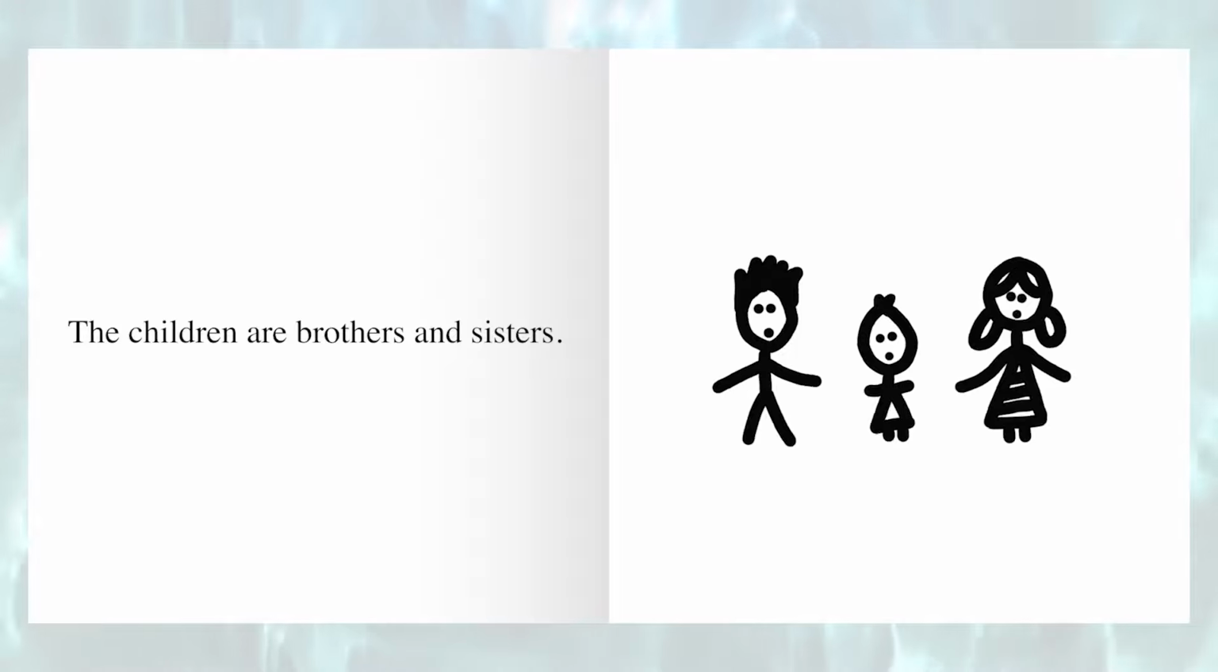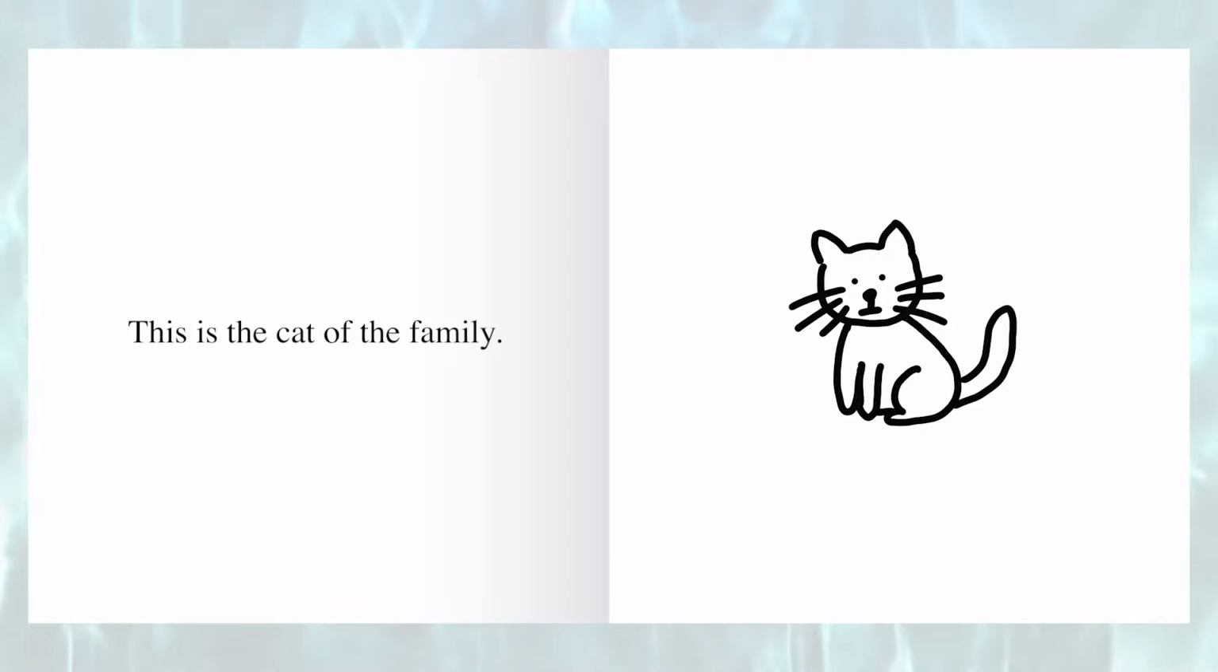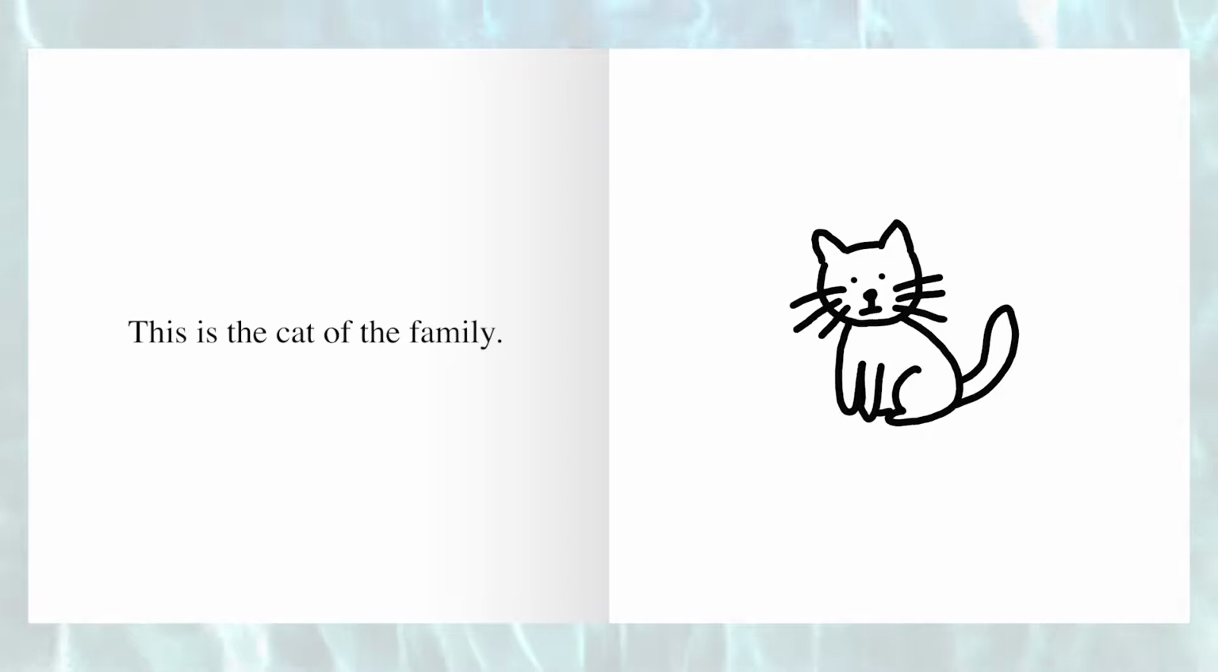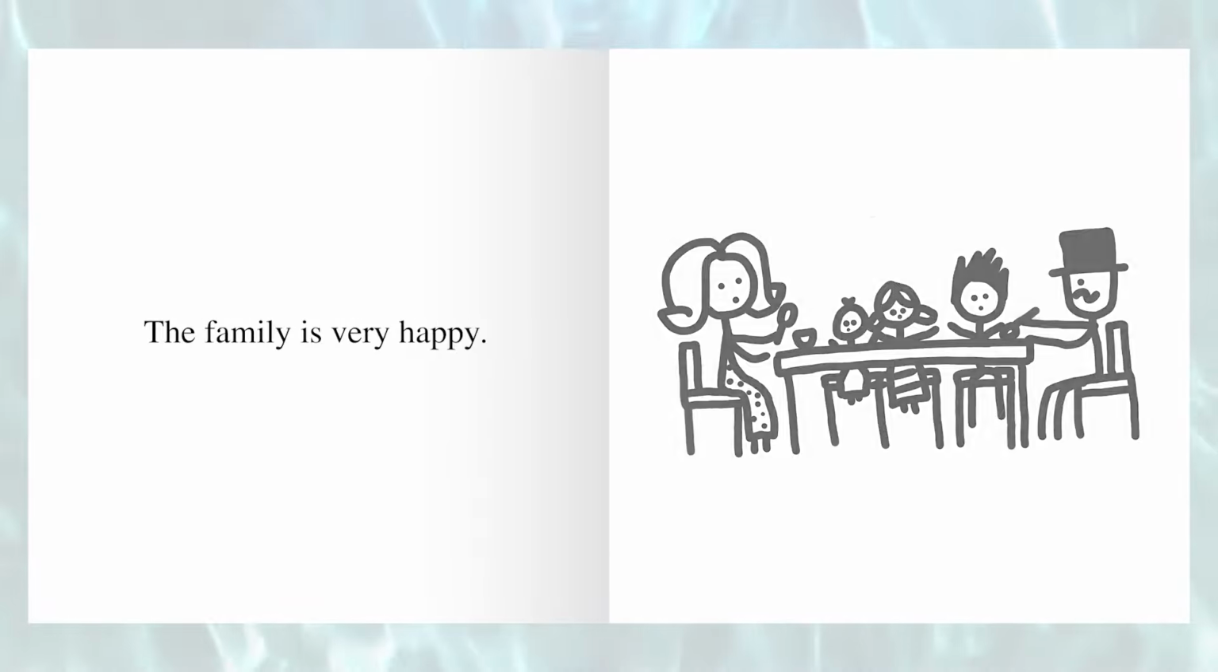The children are brothers and sisters. Who is this? This is not a person. This is the cat of the family. The cat is big. The family is very happy.